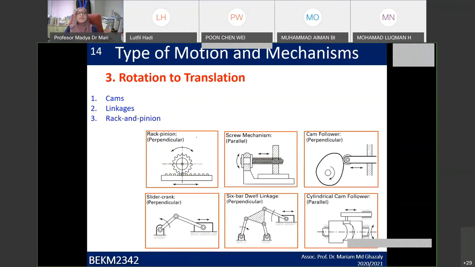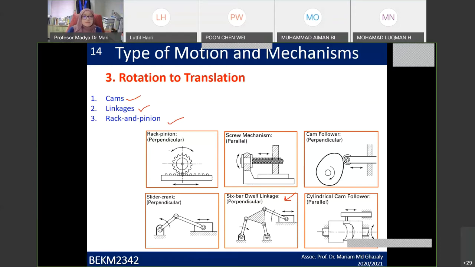Third one would be the rotational to translation motion, meaning from rotary to linear motion. So you can have the cam and follower, the one example I gave you for the engine. You have the linkages also. You can do that with, of course, a specific sequence or setup, and rack and pinion.